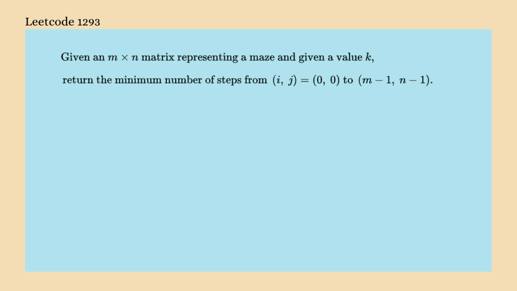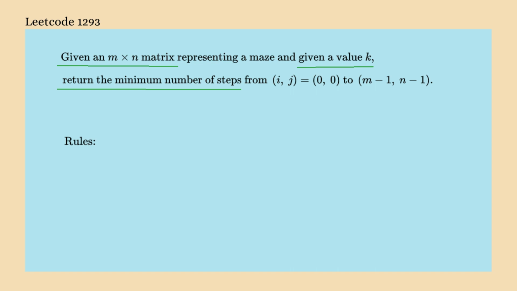In this video, we are going to talk about a question on the Leetcode website, the question number 1293. The question is as follows. Given an m by n matrix representing a maze and given a value k, our task is to return the minimum number of steps from ij equals 0, 0, which is the upper left corner, to m-1, n-1, which is the lower right corner. There are some rules in this question.